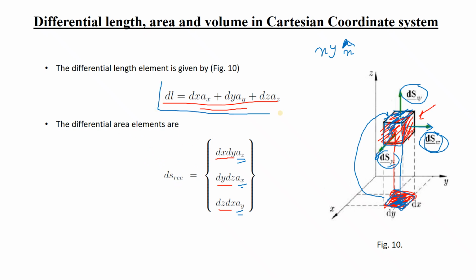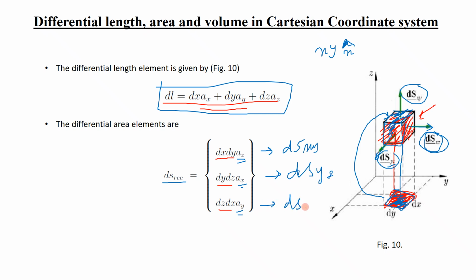Okay, so these are the differential area elements. There are three differential areas. Unlike displacement, where we have only one, for area there are three. It is represented as ds, but in rectangular coordinates this is called ds xy. This is ds yz. This is ds zx, it is zx actually.